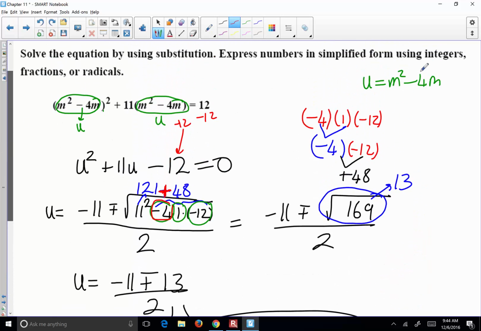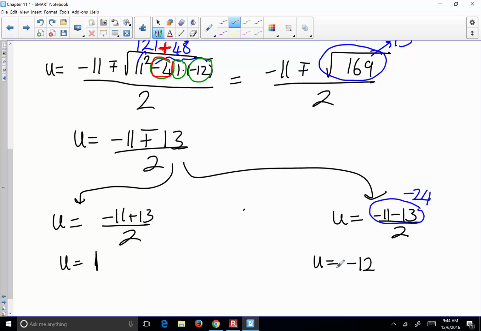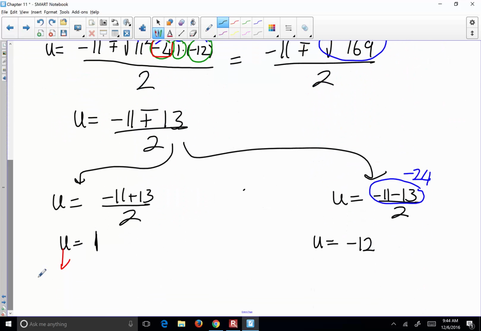Yeah. U is this guy. They're expecting an answer for M. You're providing them an answer for U. They don't even know what U is. You made up that variable. So you need to put back what U was. U is M squared minus 4M. Make all U's into that.